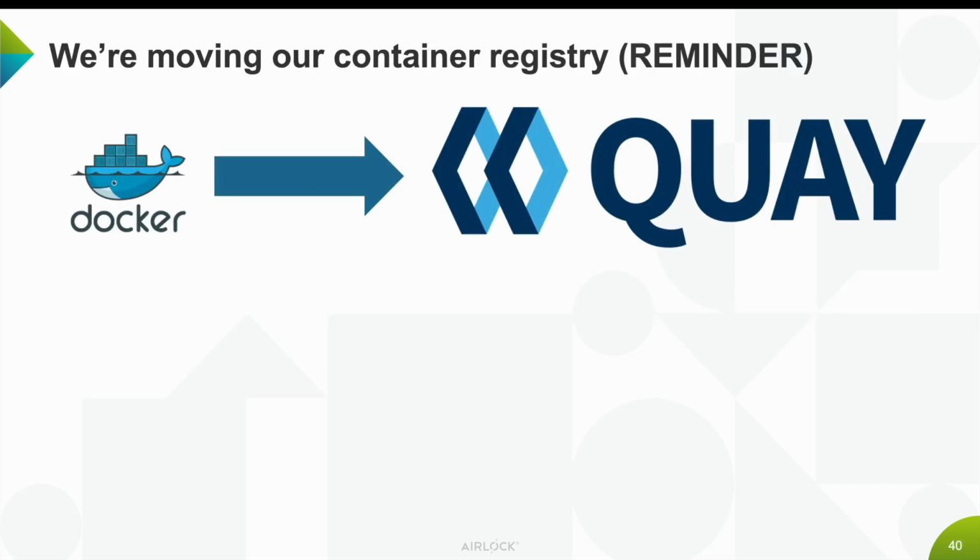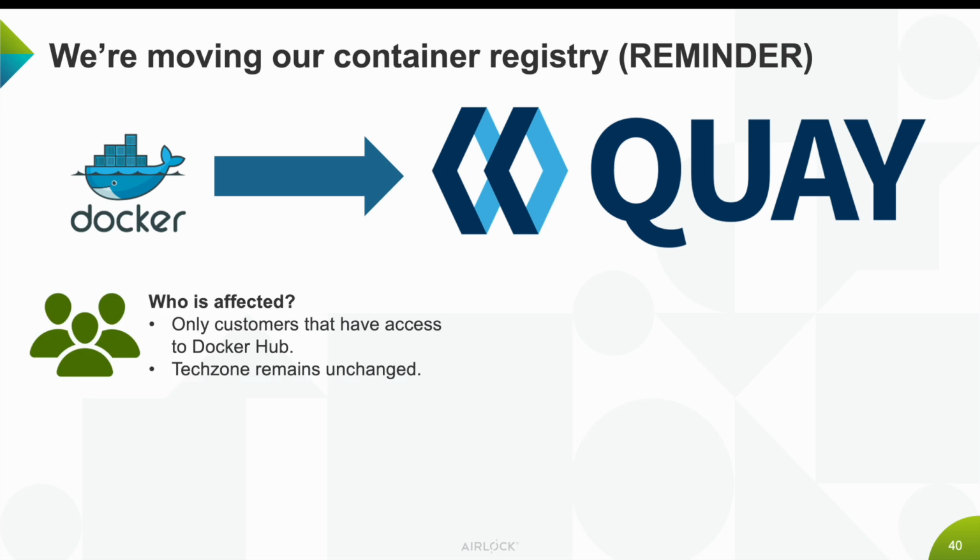Then, as a reminder, as already communicated in the last two releases, we moved from Docker to Quay. So our images are no longer on Docker, but they are now on Quay. Who does this affect? It's customers that had access to our Docker Hub repository. If you haven't changed that yet, you need to do something now. The whole Techzone, where you can download releases and also Docker images, remains unchanged.